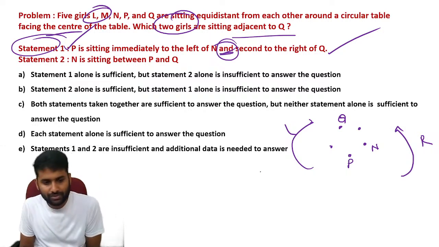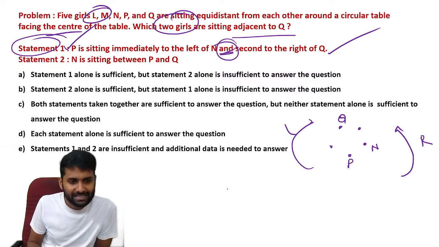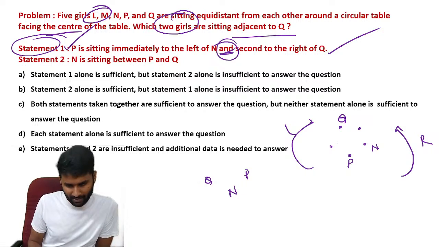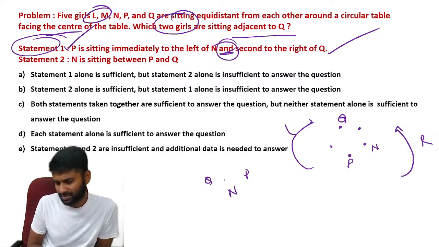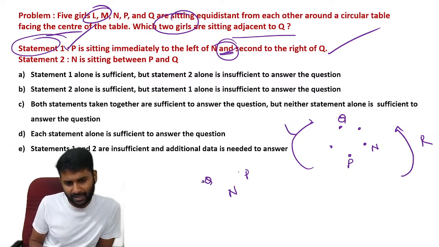Let's take statement number 2 alone. N is sitting between P and Q. If you go through this information, N is sitting between P and Q. So statement 2 is sufficient. Yes, statement 2 is also sufficient, right? Why? Because N is between P and Q. So definitely we have to take these two people.